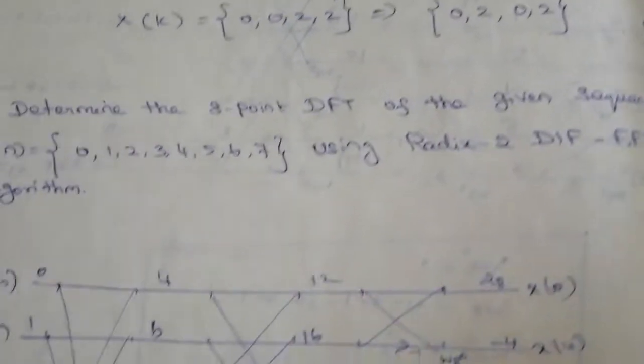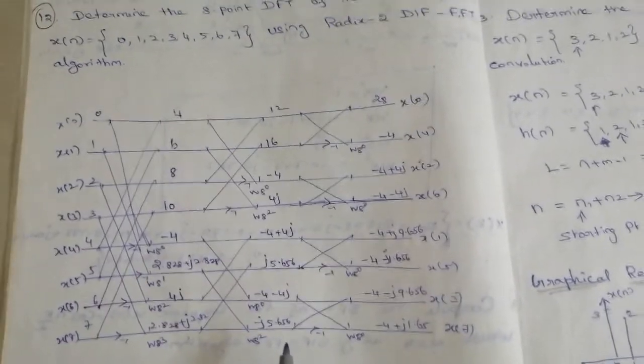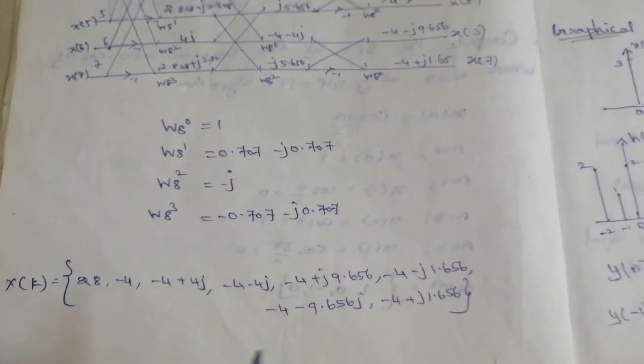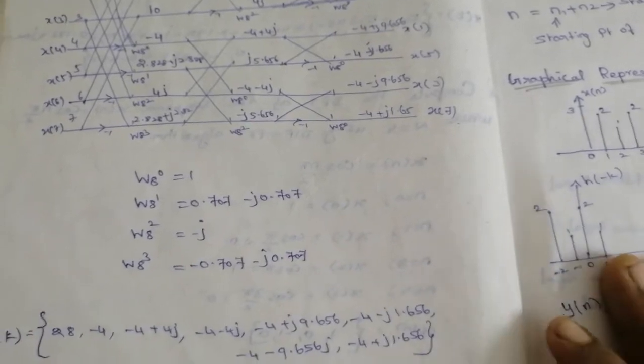So initially we are going to draw the 8 parallel lines similar to DIT, right? So in the DIF method, the same. So this is the diagram of DIF and this is the answer of this problem, right? Let's see how to solve this method, right? So initially we need to draw the 8 parallel lines similar to DIT, right?